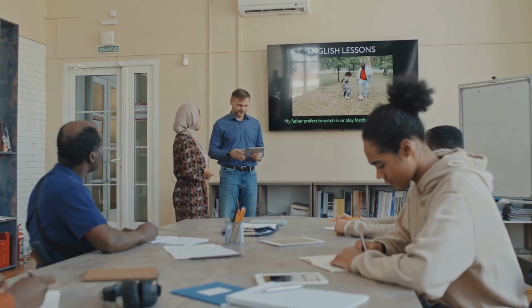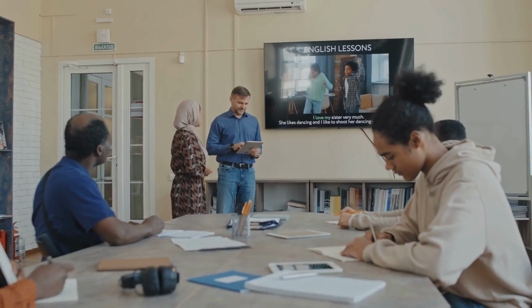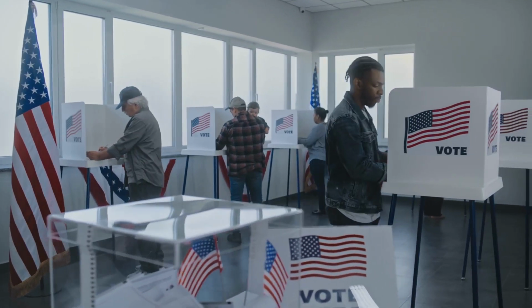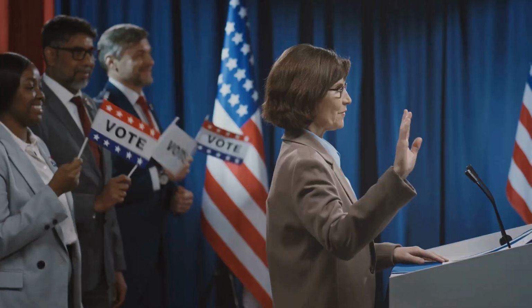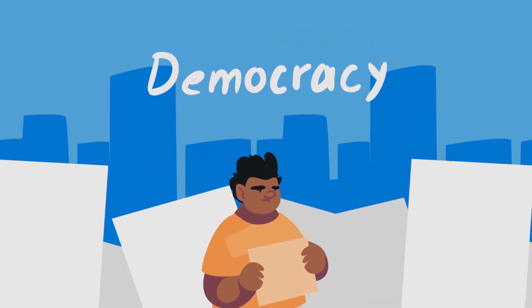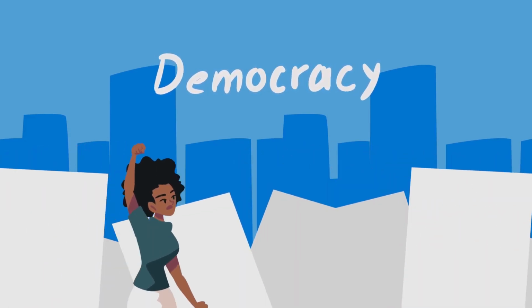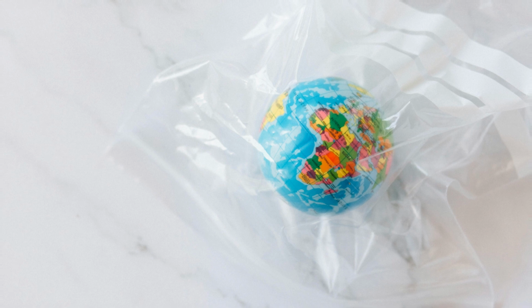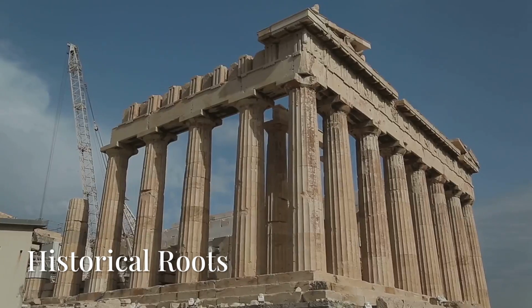Both systems aim for fairness, but they go about it differently. Democracies can be direct, where everyone votes on everything, or representative, like a republic. Republics, however, always rely on elected officials. The lines between these systems can blur, but understanding their basic differences is important. It helps us make sense of the world around us and the ways different governments function.